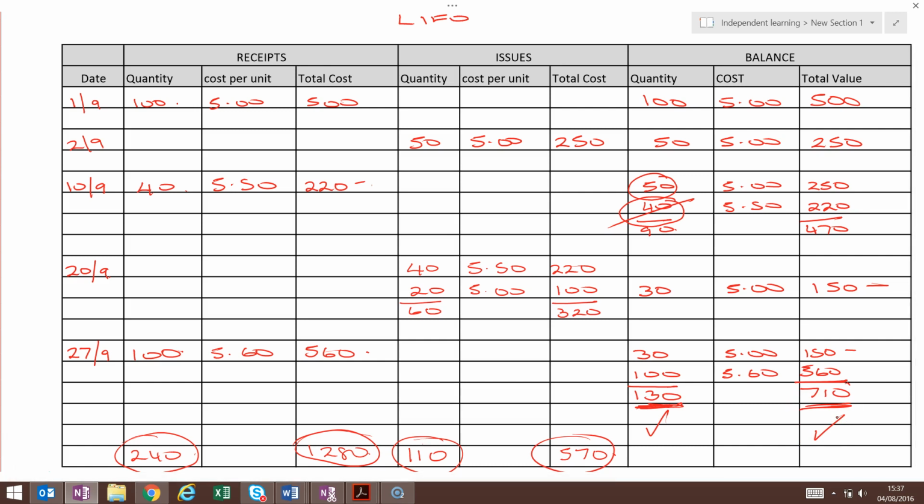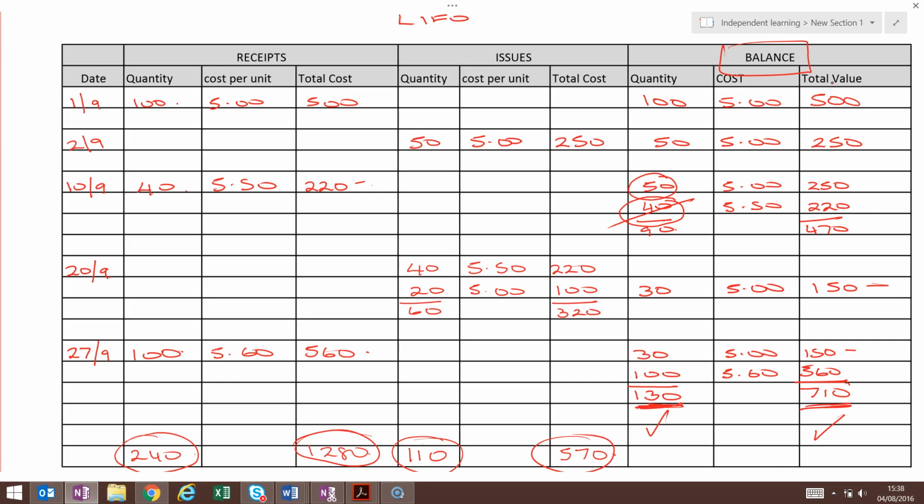The other thing I'll just mention is that in the example it says there's an opening balance of nil. So that means you had no items in stock. If you did have an opening balance, you write it straight into the balance column. So the quantity, the cost and the value. And then you start adding your receipts, taking off your issues. Okay, so that's LIFO. Last in, first out.